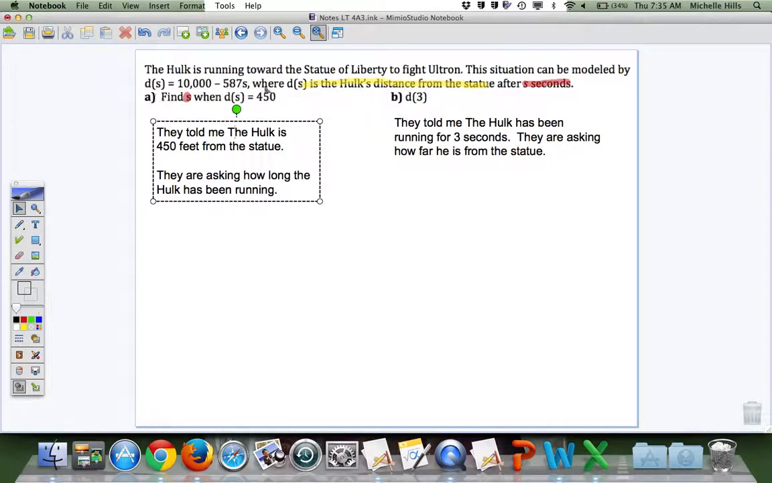So, look at the two variables the way they're defined and realize that they gave you one of them and they're asking for the other one. Make sure that when you're writing your answer, you use both the number and the units that would go with that.